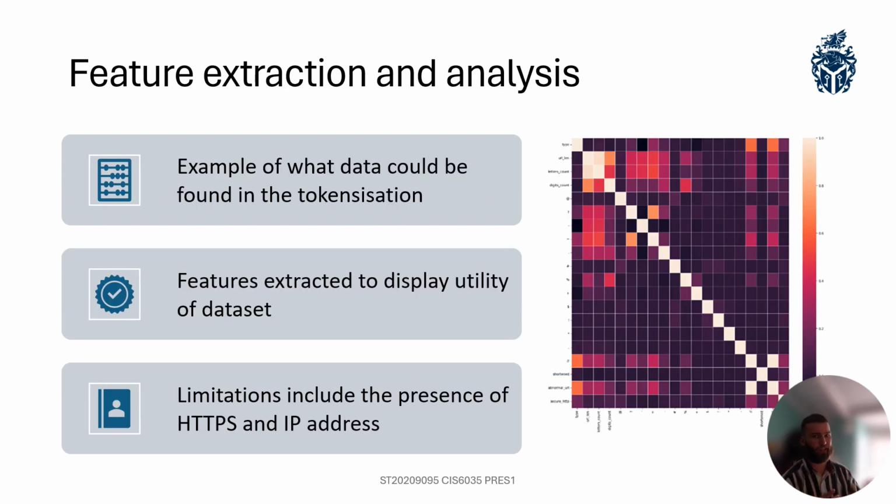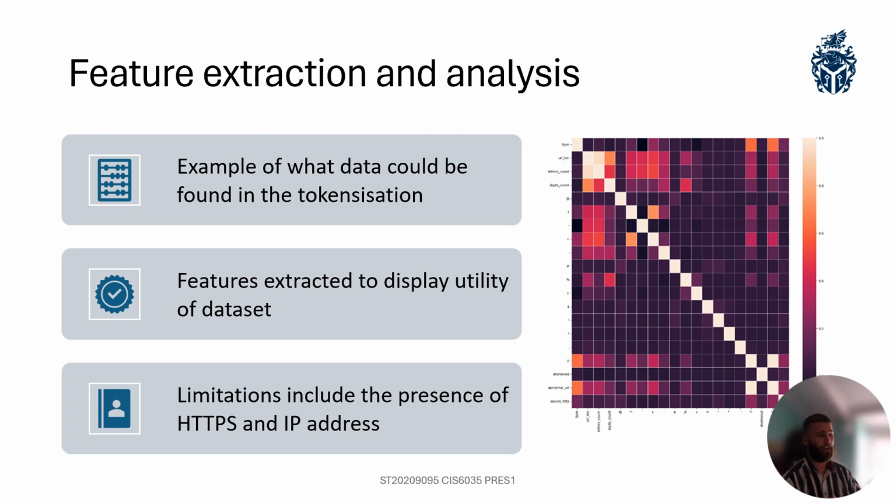So let's dive into the feature extraction analysis involved in the dataset. Later on, I'm going to explain why this feature extraction is quite important for the tokenization, how that links. It's going to be an example of how maybe the Keras model itself uses the tokenization to break the URLs down and then feed it into the machine learning model itself.